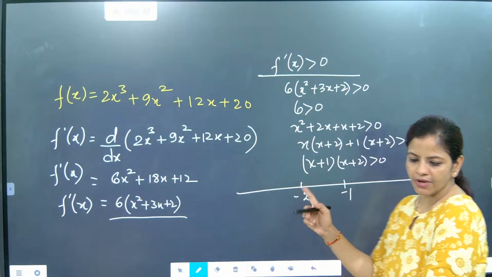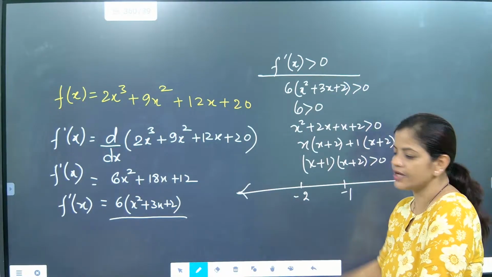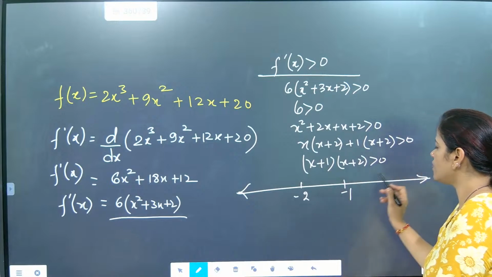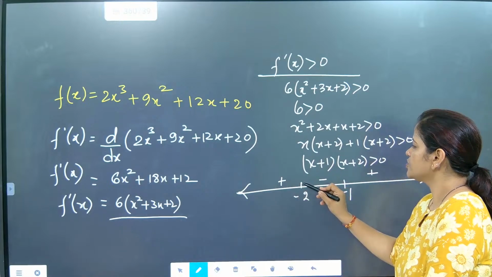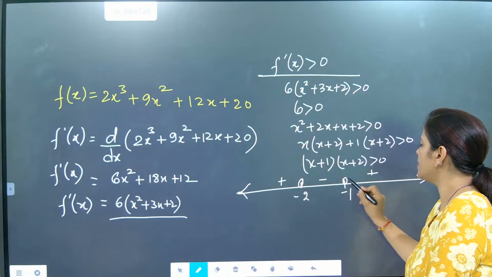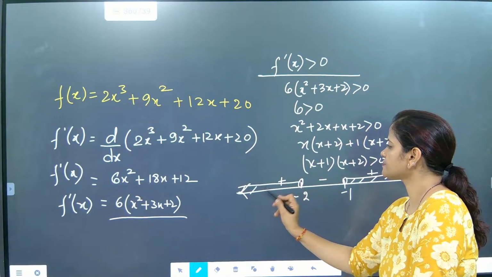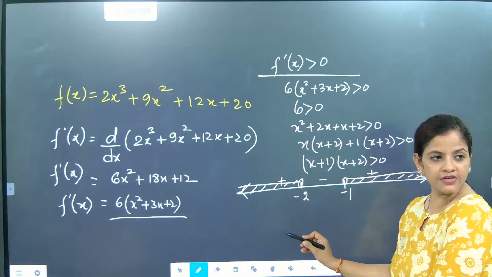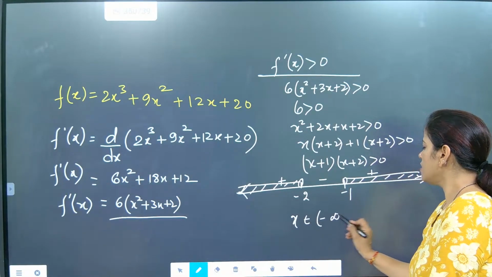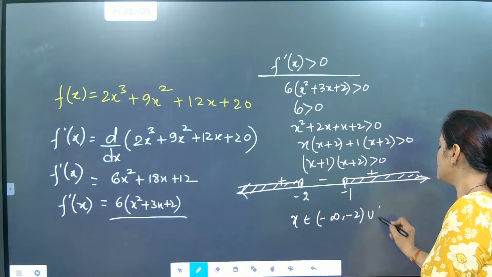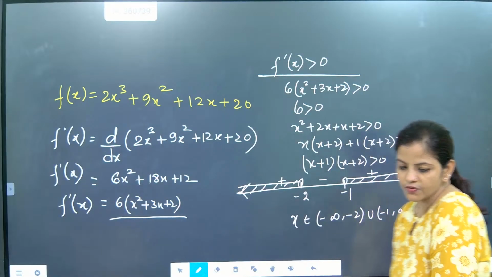Minus 2 will be on that side and minus 1 will be on this side. Now what are we going to do, beta? We are just going to substitute it. Here it will become plus, minus and plus. So this part will not be attended. For increasing, what is the limit coming? Someone say. So for an increasing function, x will belong to minus infinity to minus 2 union minus 1 to infinity. Done? Minus 1 to infinity.